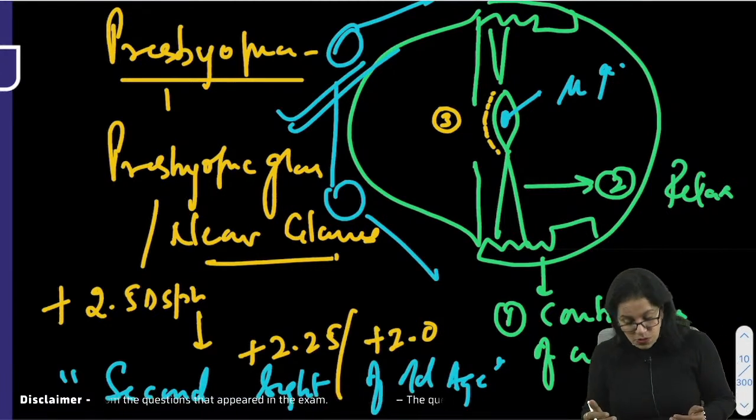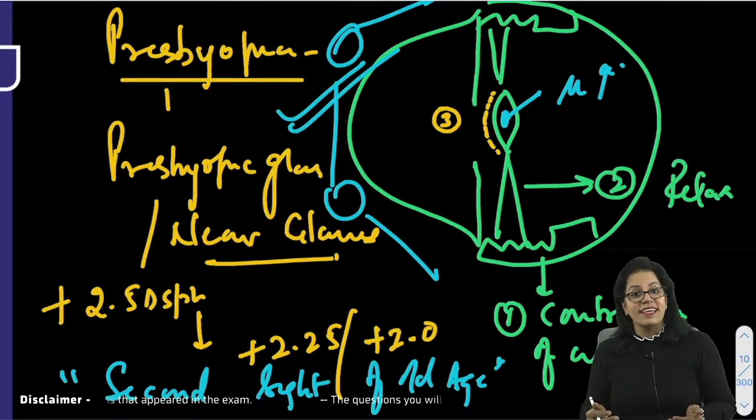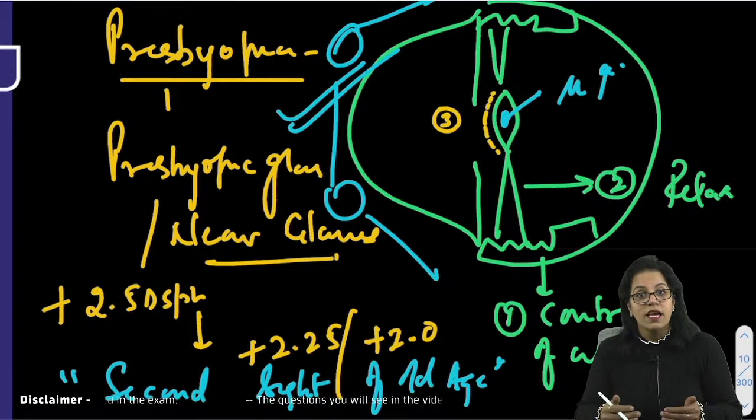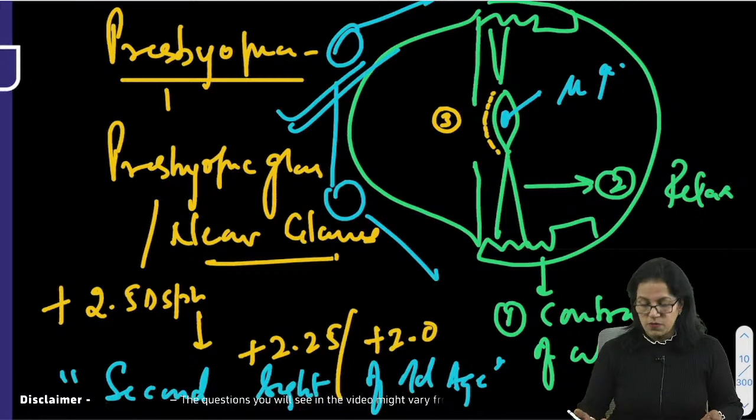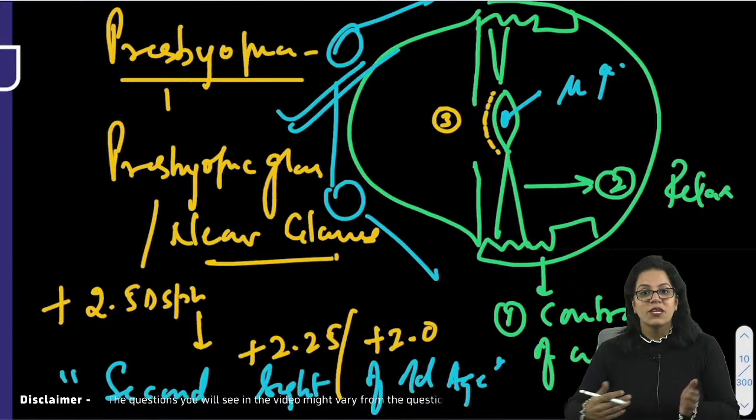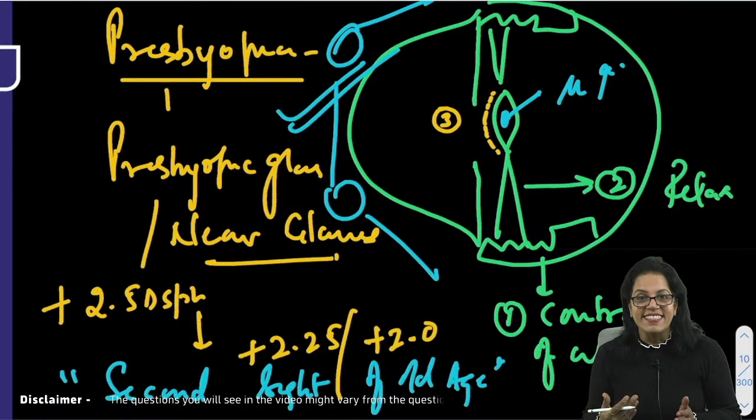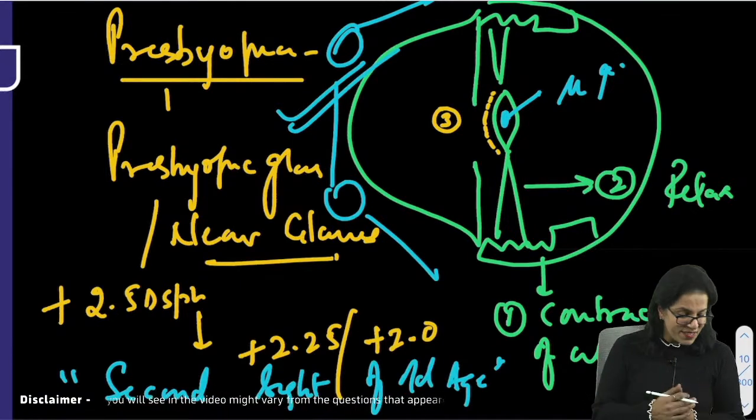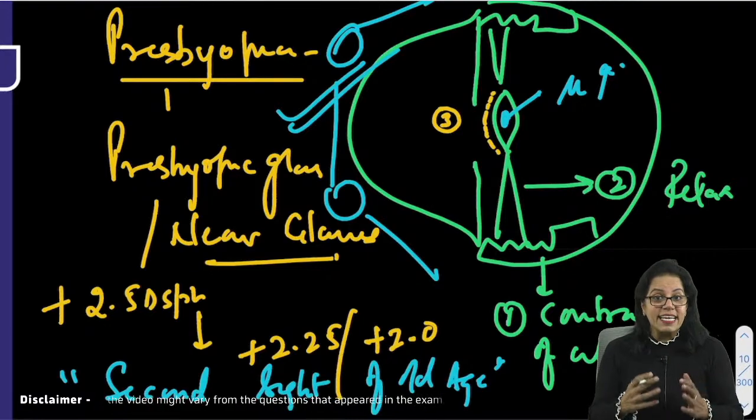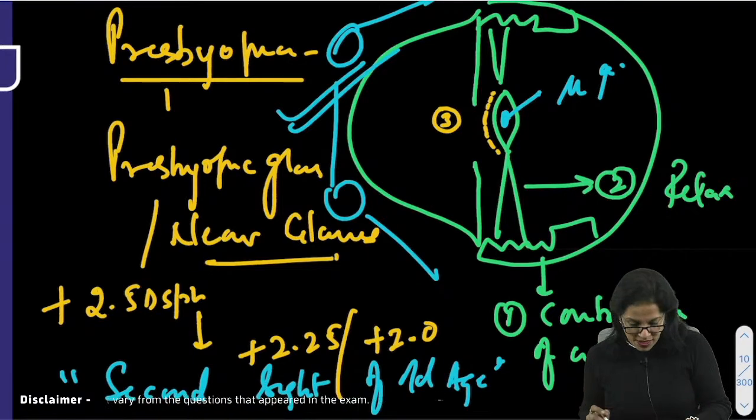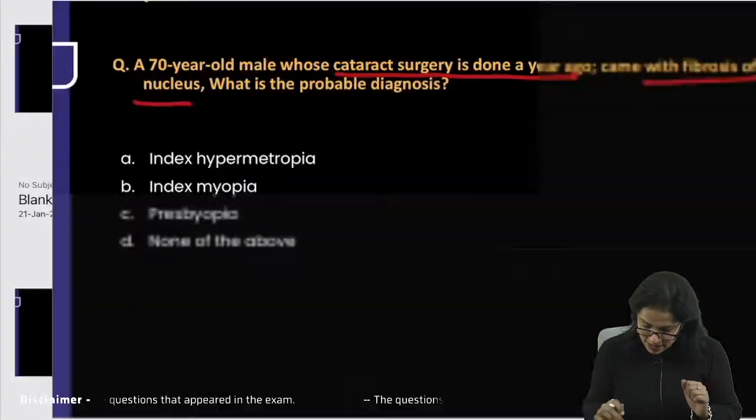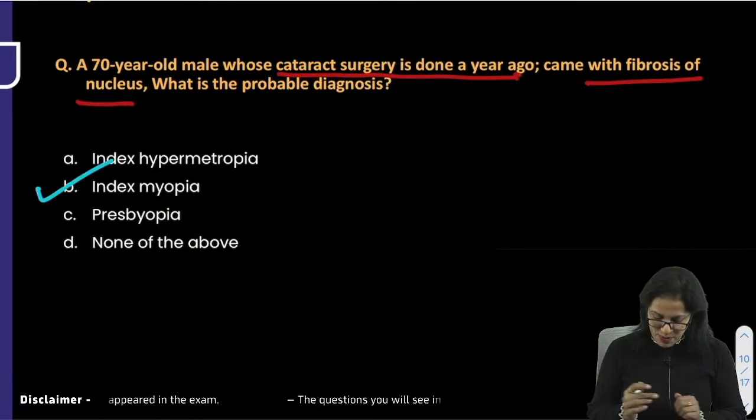Now, in this situation, what is happening? Sclerosis of the nucleus has increased the refractive power of the lens. Myopic shift. So it is due to what? Increase in the refractive index of the lens. So now do you realize what should be the answer if it was nuclear sclerosis? Index myopia. So if we go back to your question here, it should be index myopia.